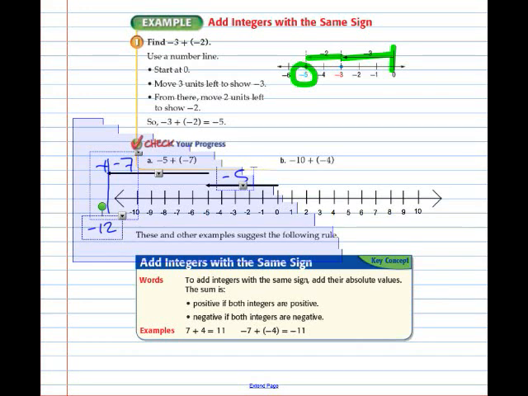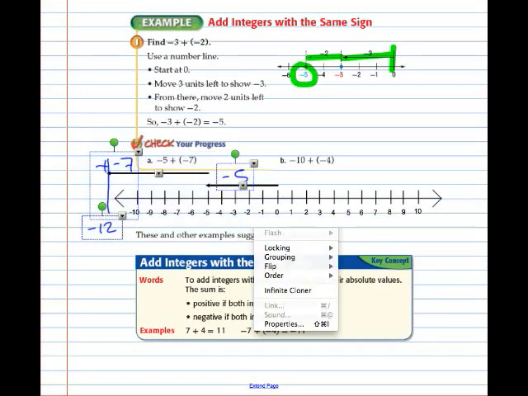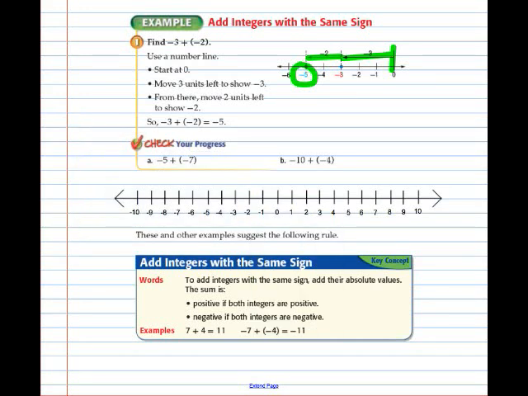In our second example, we would start at 0. We would go 10 to the left. We would then go another 4 to the left, both negative numbers. So -10 plus -4 results in a sum of -14.